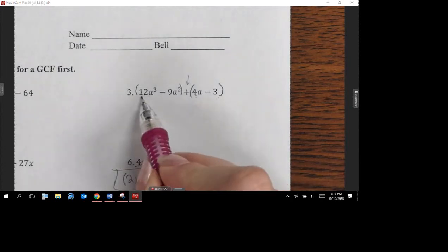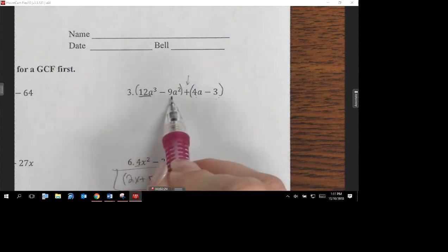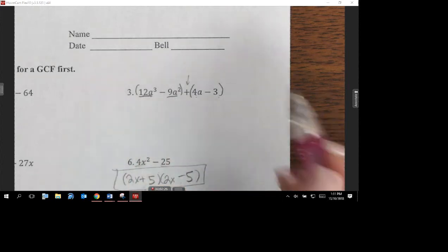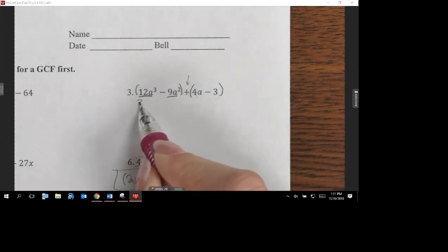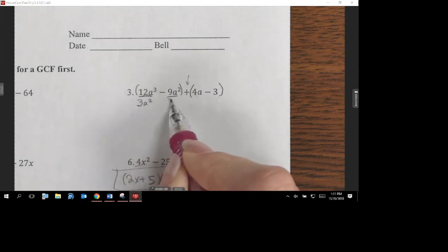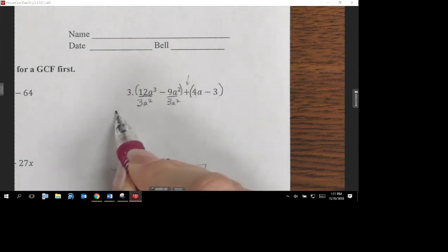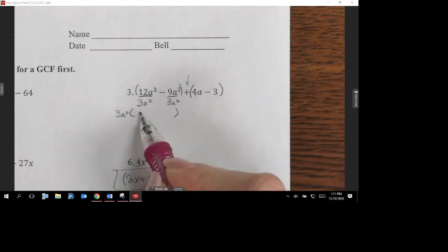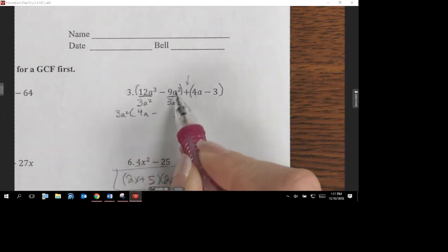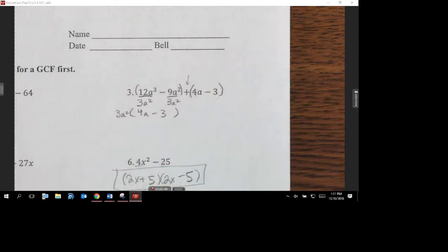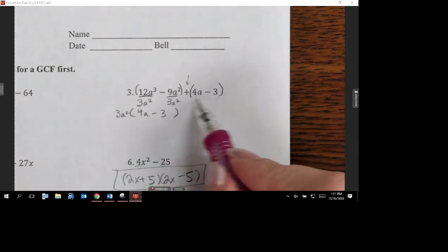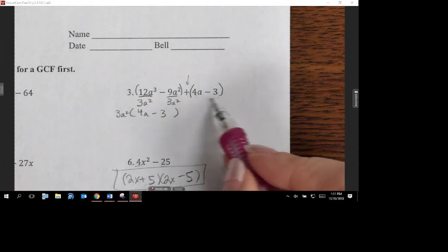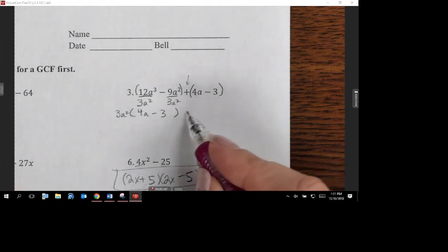In this first parenthesis, we're going to factor. Is there a GCF in just these 2? Yeah. Okay, what is it? 3a squared. So that comes out, 3a squared. And we have left over 4a minus 3. Now, a lot of you are like, nothing came out of this one. It's okay.